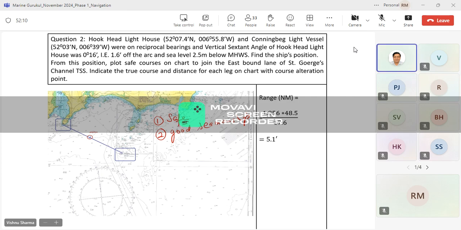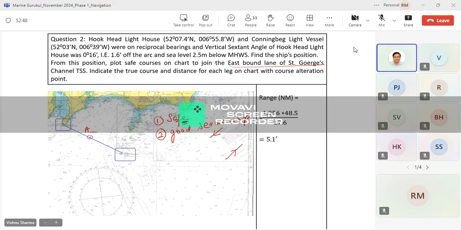Good seamanship is, he says from this point A, the vessel has to join this eastbound lane of St. George's Channel. Now, if you go through Rule 10, it says when you join a TSS, you should join it at as small an angle to the general direction of the flow as possible. Secondly, you will have the opposing traffic from here. Now, you should not become a nuisance to this traffic. Okay, so it should be safe. Good seamanship practice should be observed.